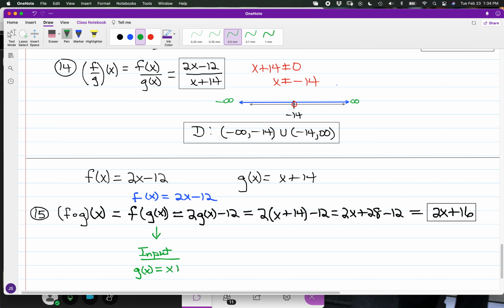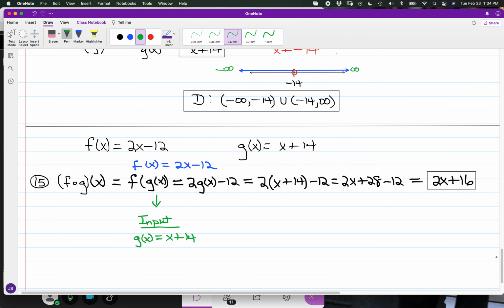g of x is equal to x plus 14, and since this is a direct expression, and we don't have anything like an even root radical, like a square root, or a fraction, and because g of x is a linear function, there are no restrictions on this one.